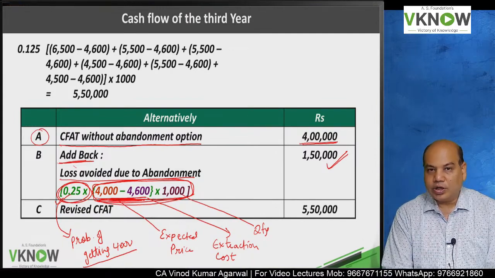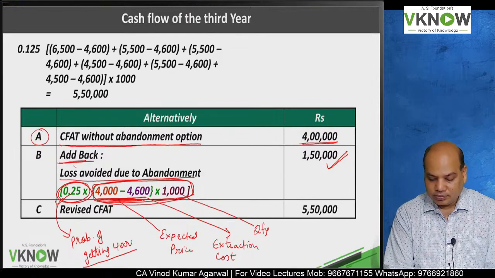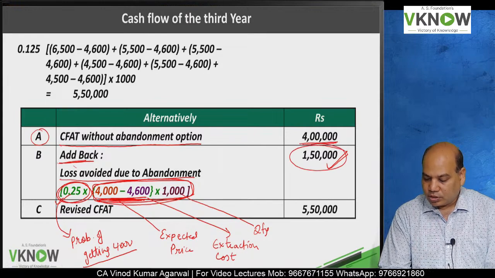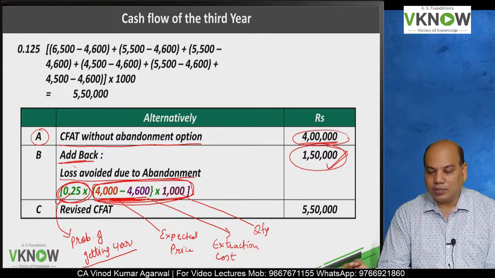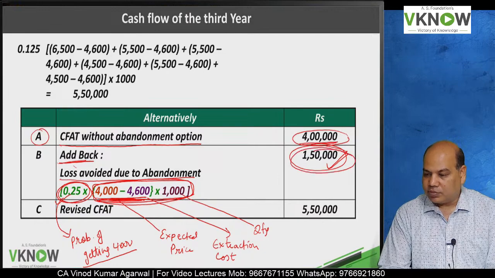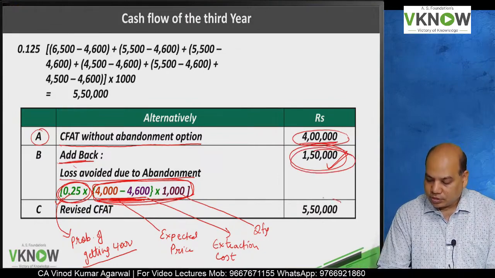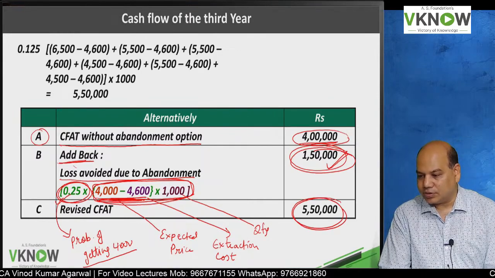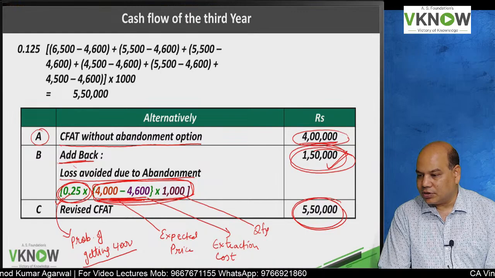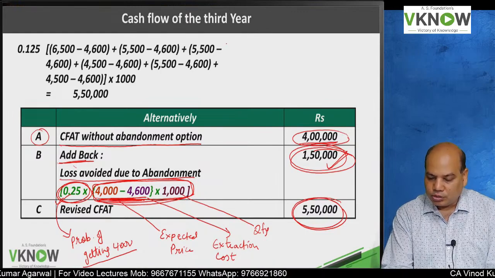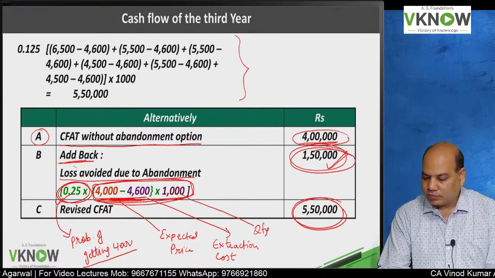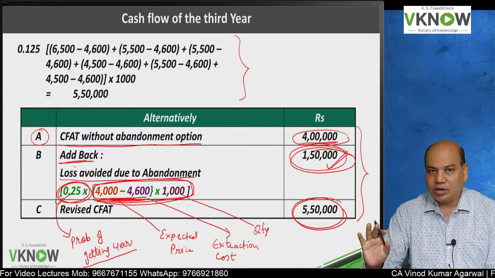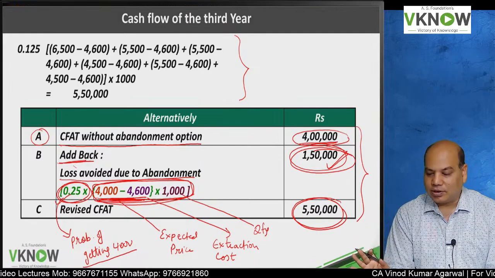So loss avoided due to abandonment is 1,50,000. 4 lakh without abandonment, 1,50,000 loss avoided. Therefore, your revised CFAT is 5,50,000. So either you can solve like this or you can solve like this. I have given you both methods of presentation. Any one can be followed in the exam.